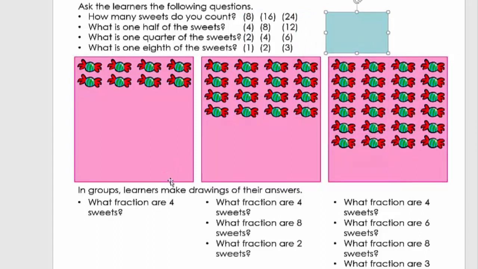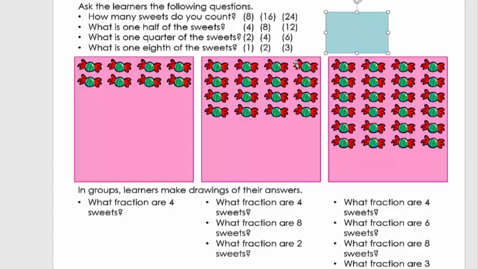Okay, so what we're going to look at now is this first pink square, or the pink shape. Now what we're going to ask, what fraction of 4 sweets? So 1, 2, 3, 4. So 1/2 of 8 is 4.